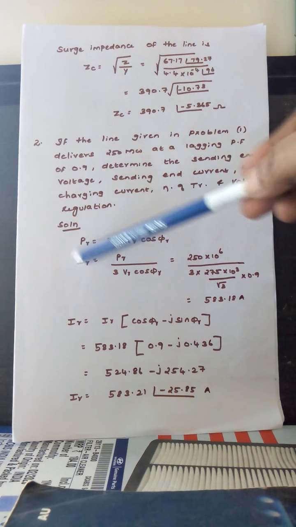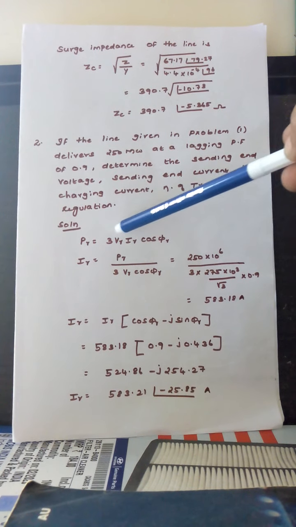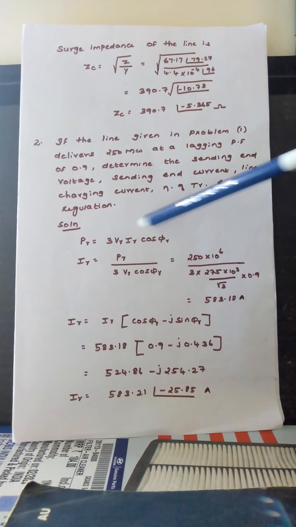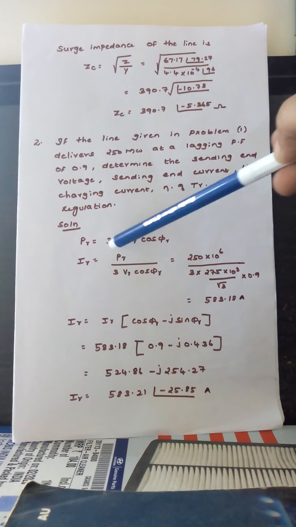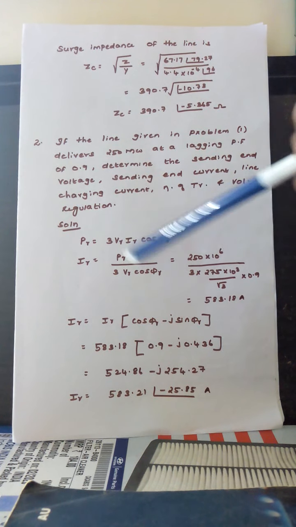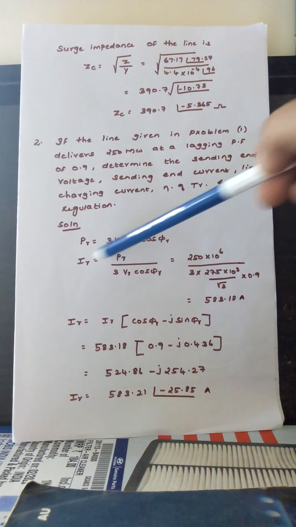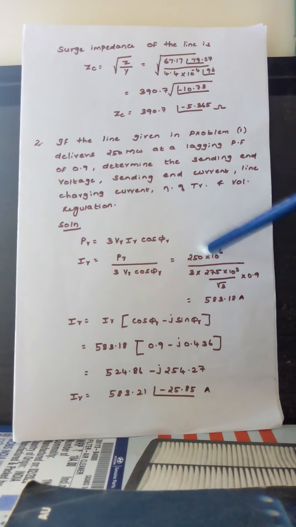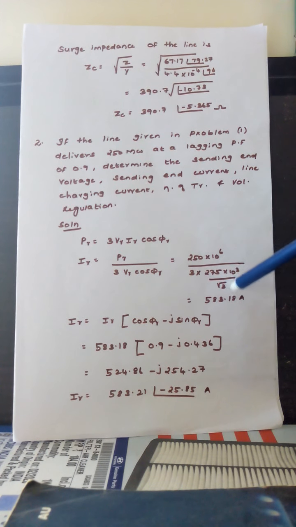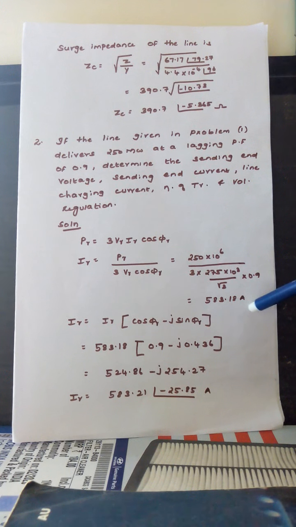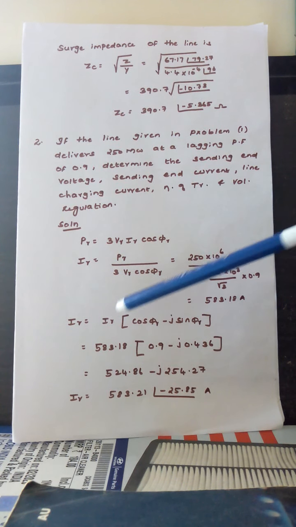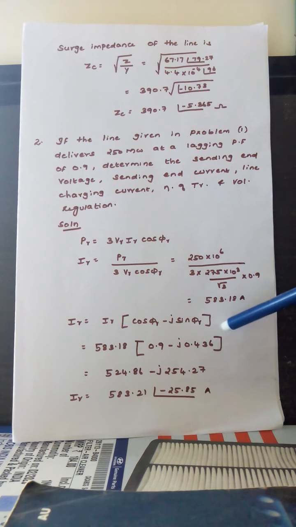So first thing we have to find out is your PR. So PR equal to 3 into VR IR cos phi R, or here we can write it in terms of root 3 times the line voltage, both will come the same only. So from this we are finding out IR. So PR value we know, it is 250 megawatt divided by 3 into VR, it is 275 into 10 to the power of 3 divided by root 3, we are converting it into phase voltage, into 0.9. So we are getting it as 583.18 amps. Similarly, next thing we have to find out IR, that is IR into cos phi R minus j sin phi R, correct?